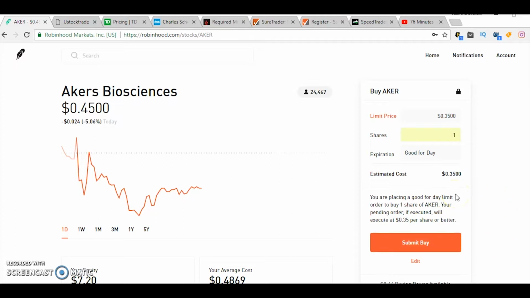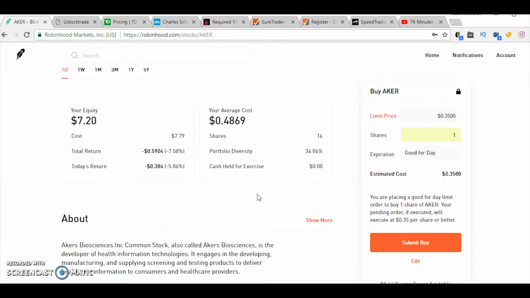Now, Robinhood used to be a little slippery with this. Their execution used to be a little off. I'm not too sure what it is currently, but this is a good way to protect your money and to limit unexpected price changes. Scroll down.